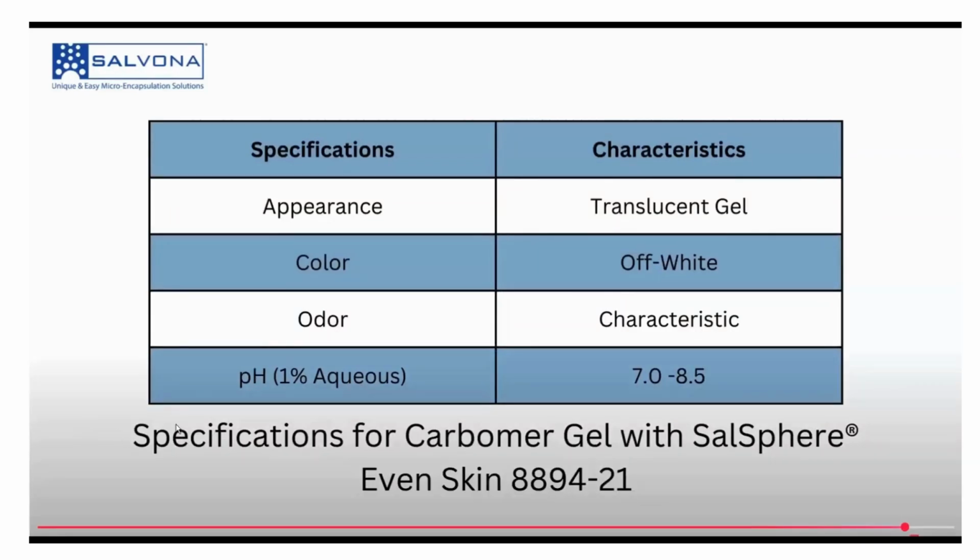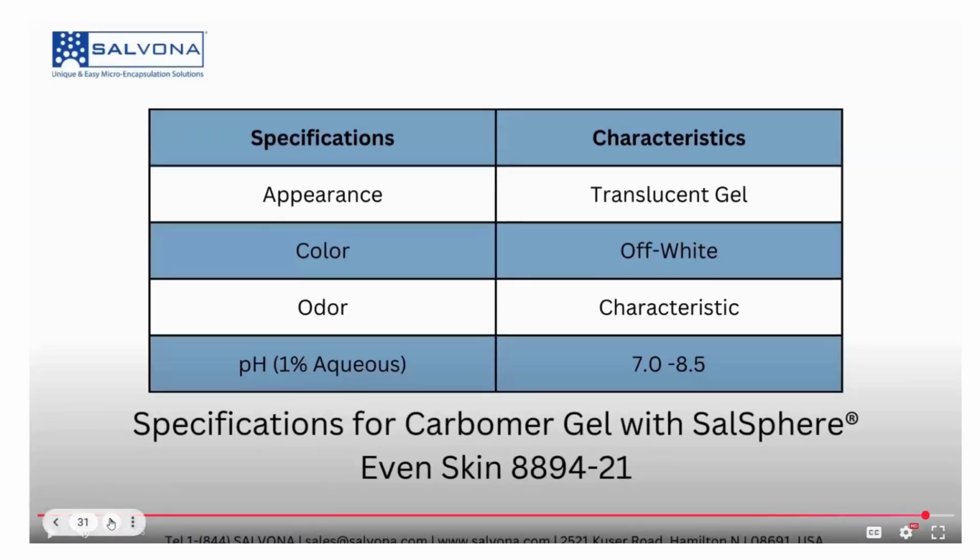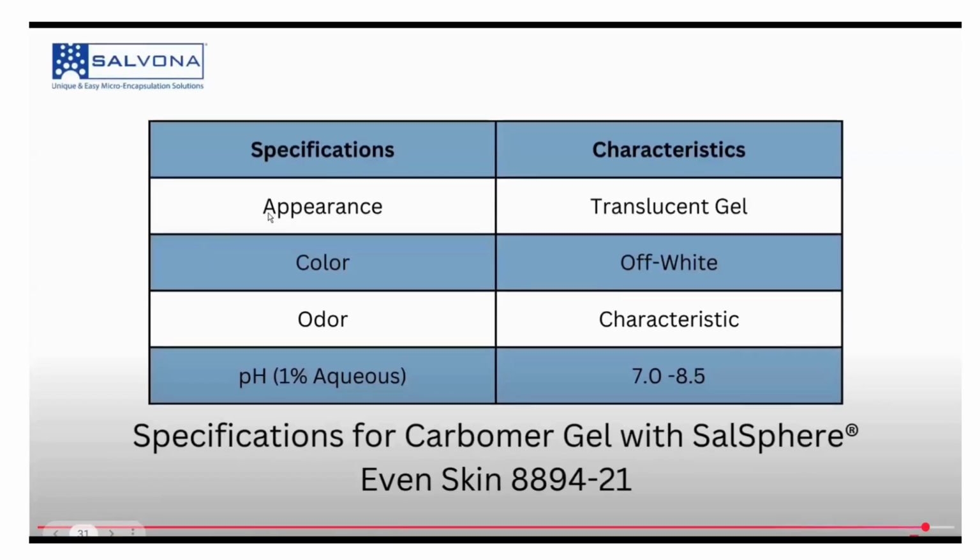Here we present the specifications of this gel containing Salvona Even Skin. So that was just an example of a carbomer gel with Salvona Even Skin. Again, we have more videos for more products, but I just wanted to give an overview of the ability of the technologies, as well as how you can use them in your formulations, easily incorporated to work for you.